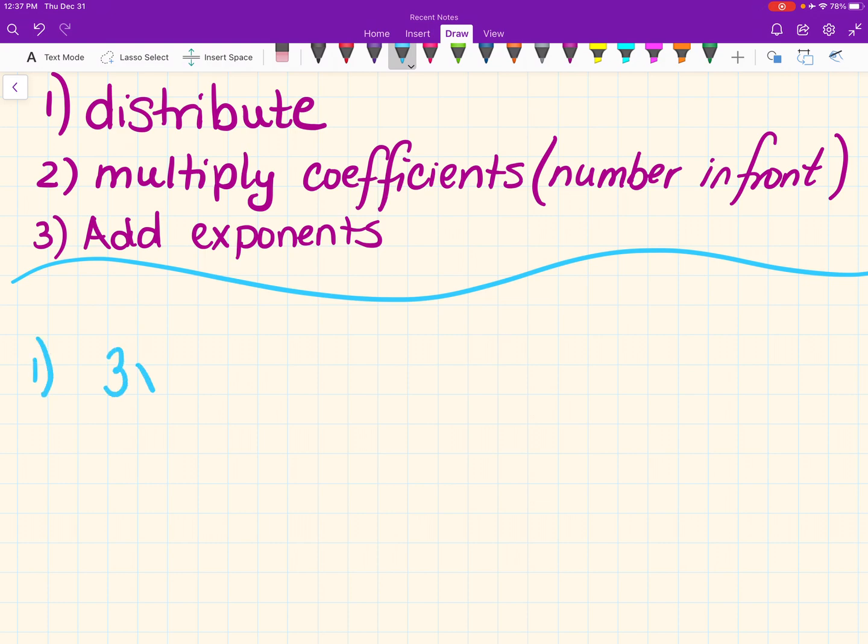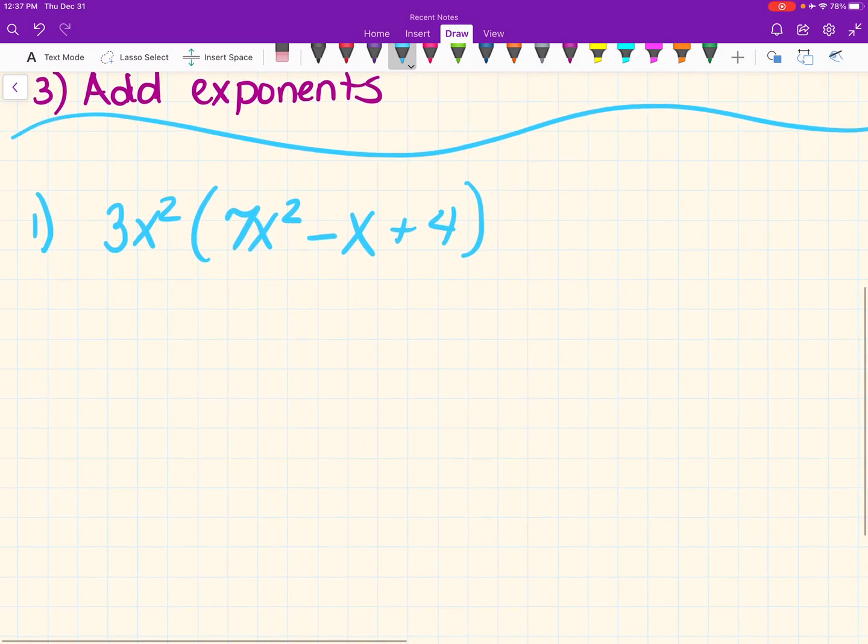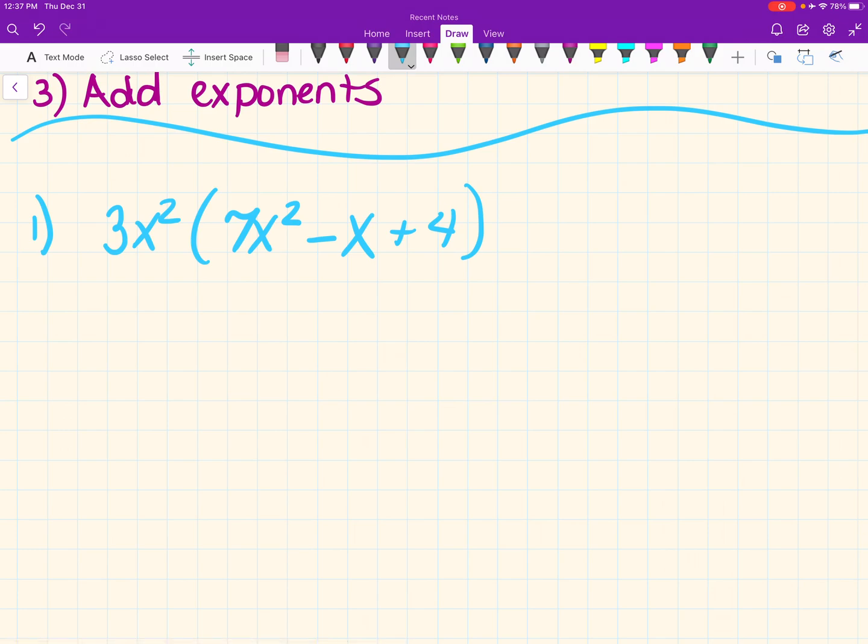So 3x squared times 7x squared minus x plus 4. Now, you are going to get to the point, hopefully, that you can shortcut this, but I am going to show you every single step and every single step that goes on in my mind as I do this. So let's just do that with the first one.